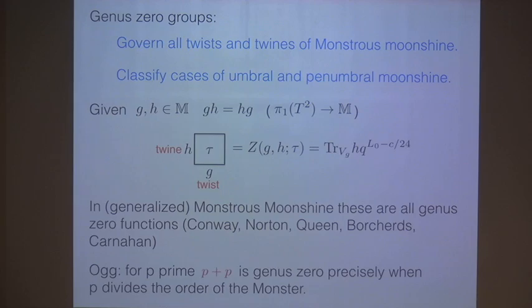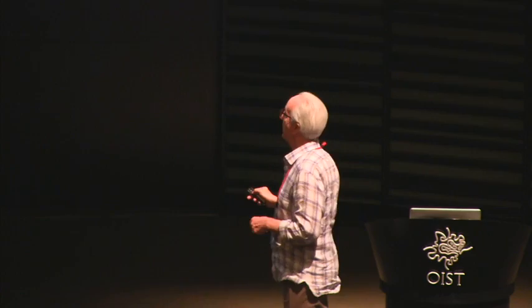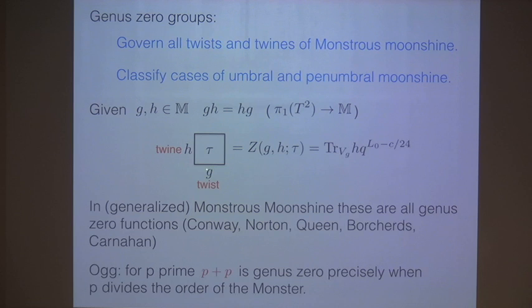So in monstrous moonshine, as it first appeared in the paper by Conway and Norton, they identified all of these partition functions with g the identity, so all the twined ones, which depend only on the conjugacy class of h. They defined all of those and conjectured that these were all genus zero. That was eventually proved by Borcherds.